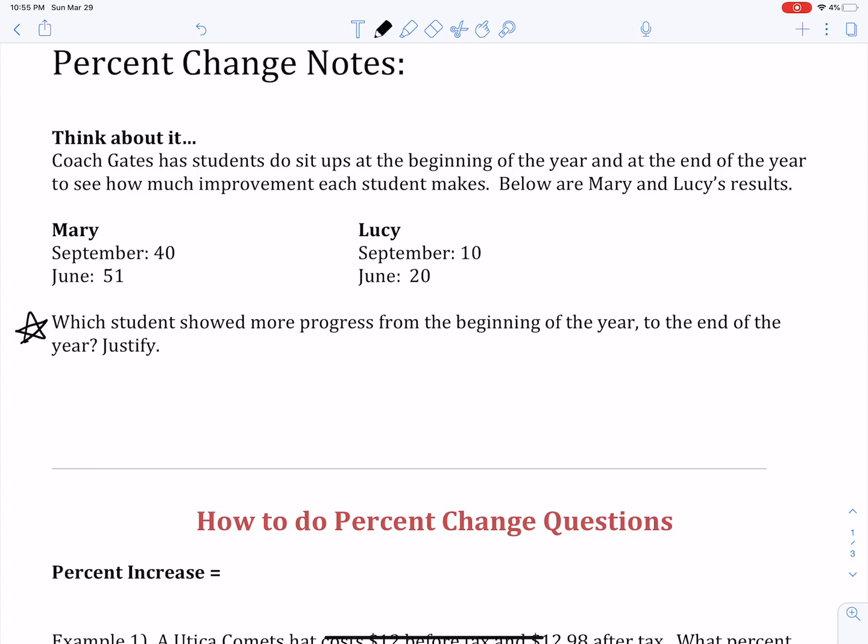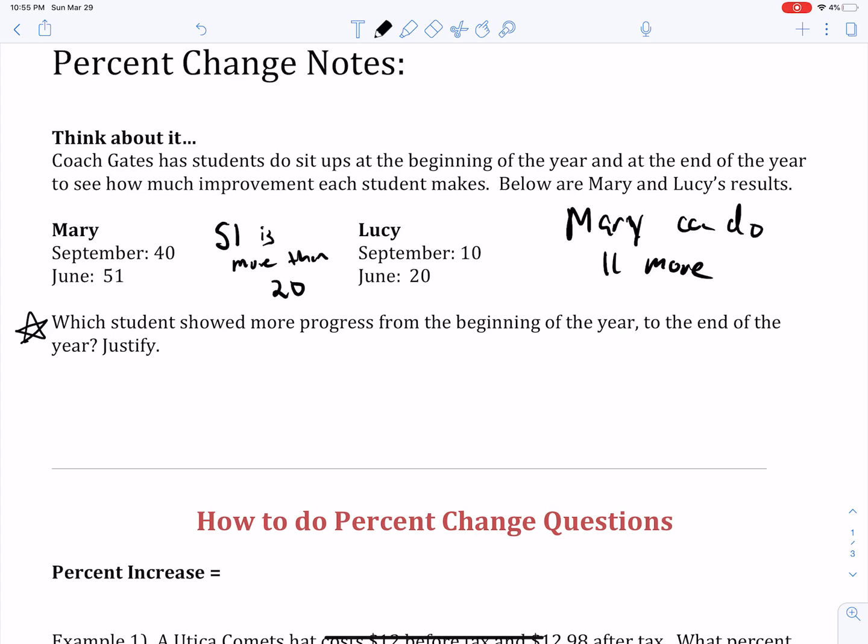Okay, here. So we had these two students. Now Mary is awfully convincing that she showed the most progress. I mean, she can do more than Lucy because 51 is more than 20, and she also gained more. Mary can do 11 more, where Lucy can only do 10 more. So it would really seem like Mary made the most progress, but it's actually Lucy.